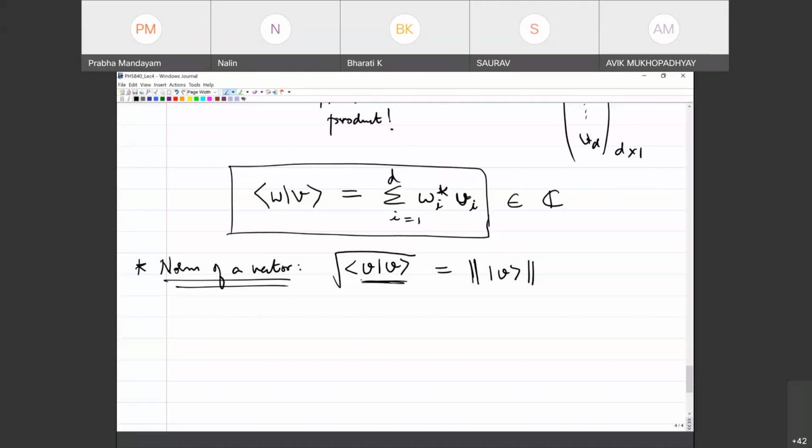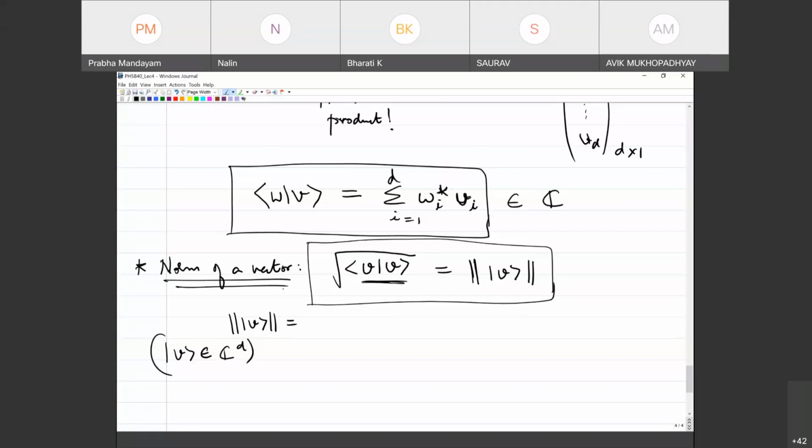So the norm of V for this D-dimensional complex vector space. This definition, of course, is a general definition, but for this space the norm is simply the square root of the sum over i of Vi star Vi, but it's nothing but mod Vi squared, right? And so you realize that the inner product of a vector with itself is a real quantity. Not only is it real, it is also positive, right? And so this square root is also defined to be the positive square root. So this is something which is always greater than 0.